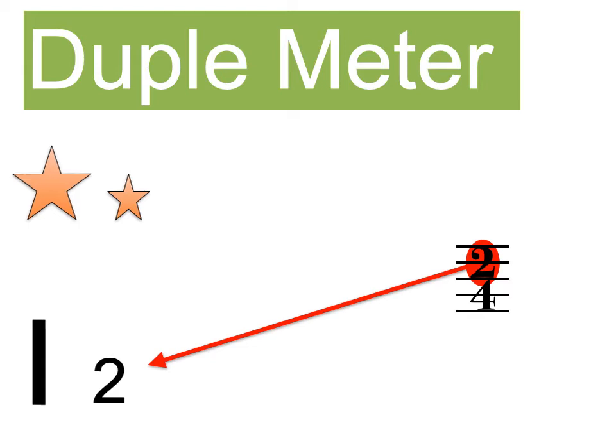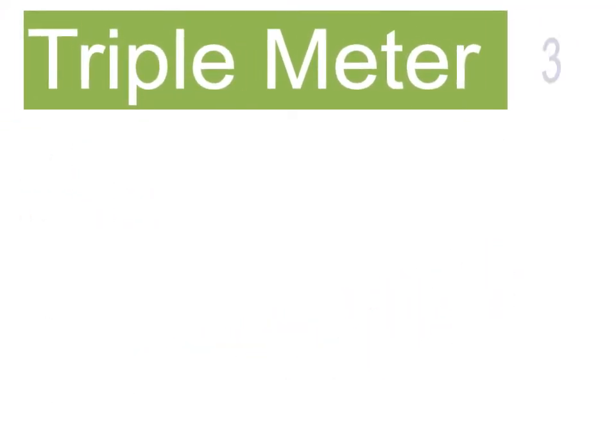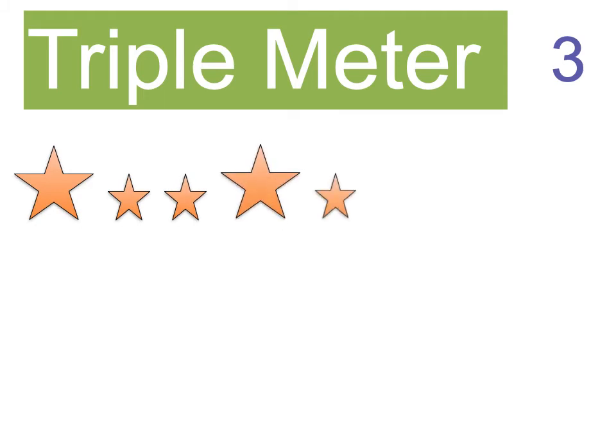That's duple meter. Let's move on to triple meter, and that has to do with number 3. Triple meter, number 3. We'll put our pattern of stars across the screen again. You've already seen the difference, haven't you? Now our pattern has 3 pieces. That's what triple meter is. It's a pattern with 3 pieces. Big star, little star, little star. And then that pattern repeats across the page.